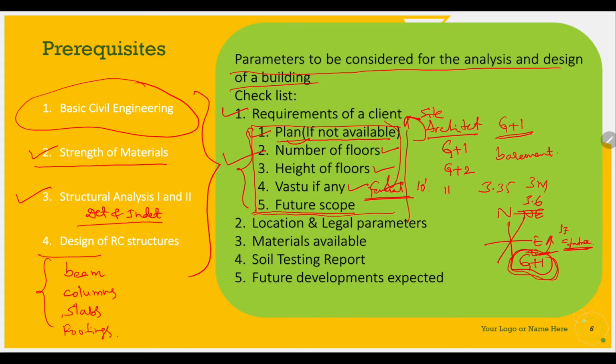Then you need to understand that clients may not know the location and legal parameters. Not all people have 5, 6, or 10 houses. Most of the Indian middle class will be building their home once in their lifetime, and even some of them not at all. So as a structural engineer, we need to have the knowledge of the location and legal parameters.